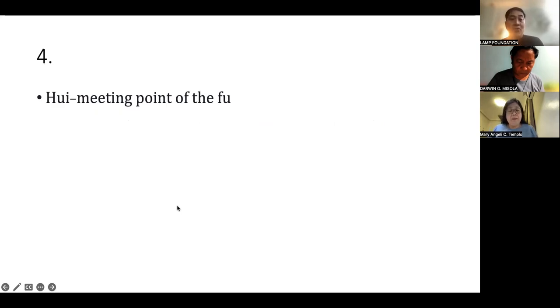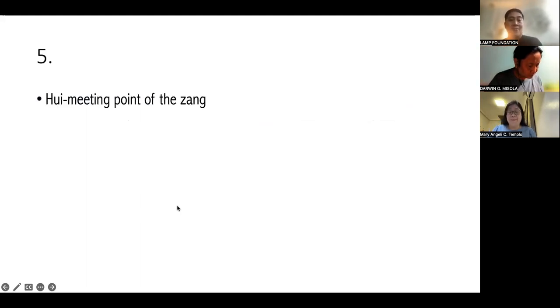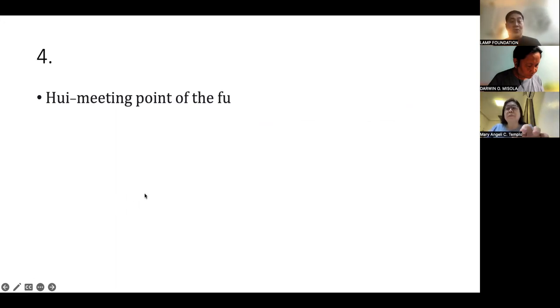Now let's go to number 4, the Hui meeting point of the fu, or the hollow organs, the yang organs. It's Ren 12. Okay. So Ren 12 is also the front-mu of what? Front-mu of stomach. Very good. Stomach. But in reality, to be honest, patients usually come to us because they have issues with their fu, their yang organs. So never forget Ren 12, because the stomach is in the center.